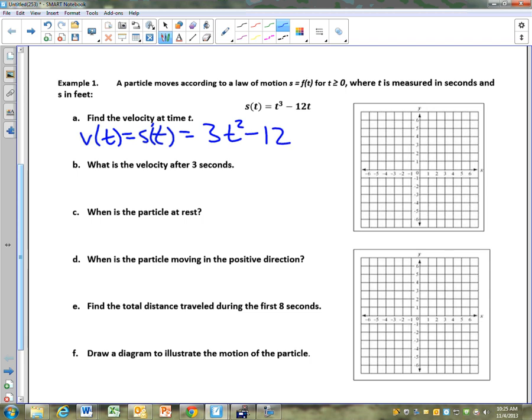What is the velocity after 3 seconds? How would I find the velocity after 3 seconds? Plug in 3. So v of 3 is equal to 3 times 3 squared minus 12. 9 times 3 is 27, minus 12 is 15. Now, it says that we are measuring time in seconds and we are measuring s in feet. You must put a label with your derivative. Feet per second.